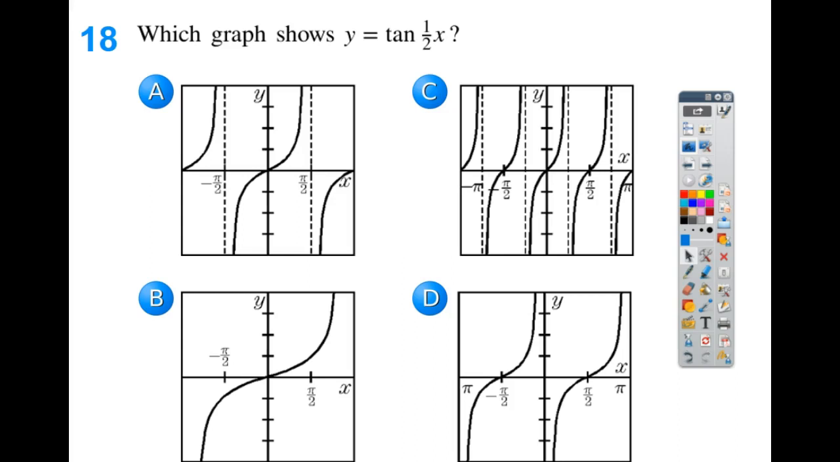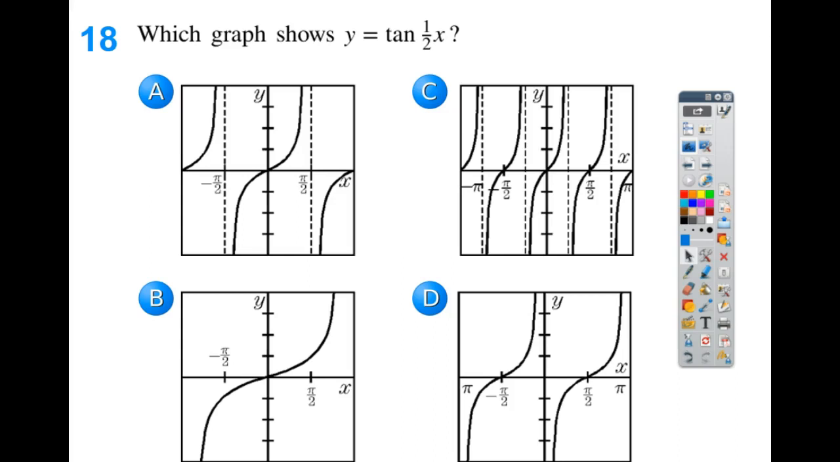Okay. Oh, that was easy. Okay, now that one is like a C because it's... wait. It's B. It's not B. What is the 1/2 do? What does the 1/2 do? Makes it bigger, smaller, bigger.